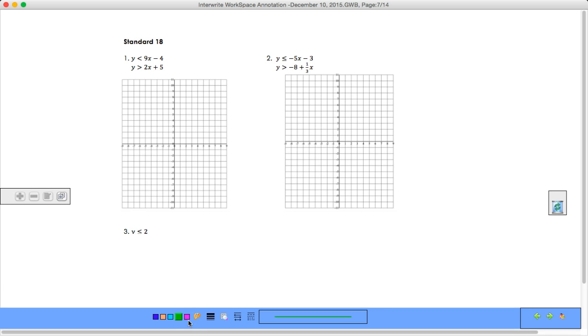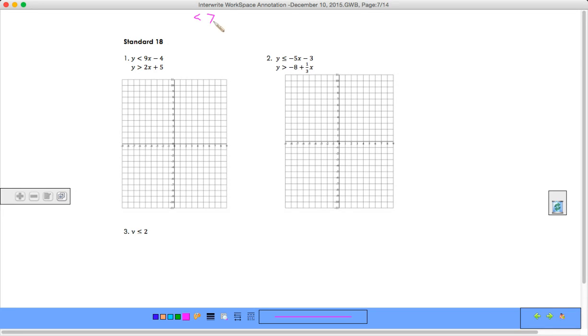Okay, standard 18 is graphing systems of inequalities. Okay, so if these are equal signs, we look for where the two lines cross, and the point where they cross is our solution. We write that ordered pair and we're done. But when we have these symbols, that's when we have to decide if we're going to have a solid or dotted line, shade up or shade down.